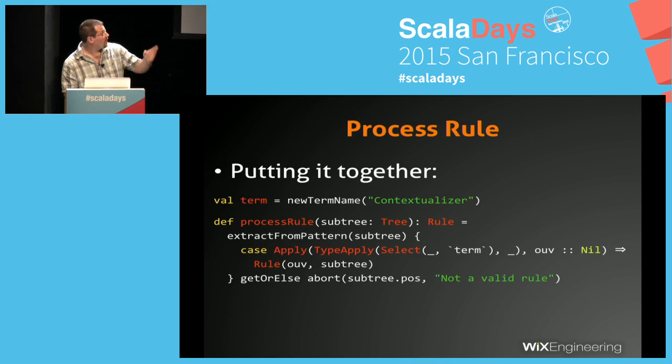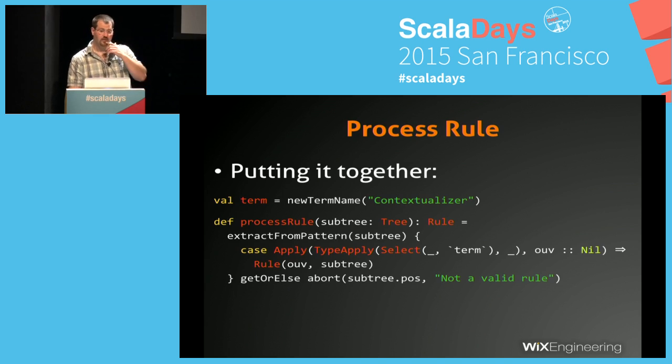I have this process rule function. It takes a subtree. I've already found a rule. I've already found a tree that has the type validator over some type. I know that it's a validation rule, and I can tease it apart.